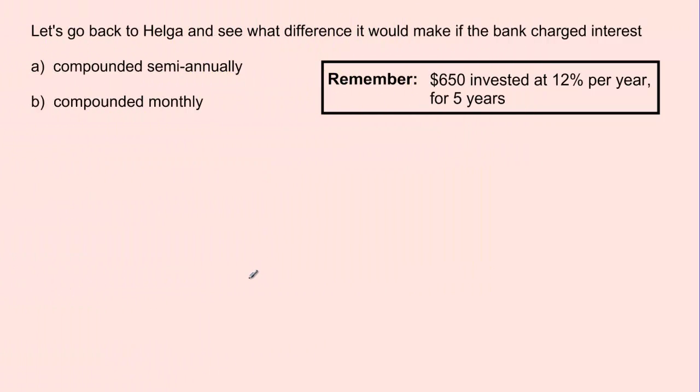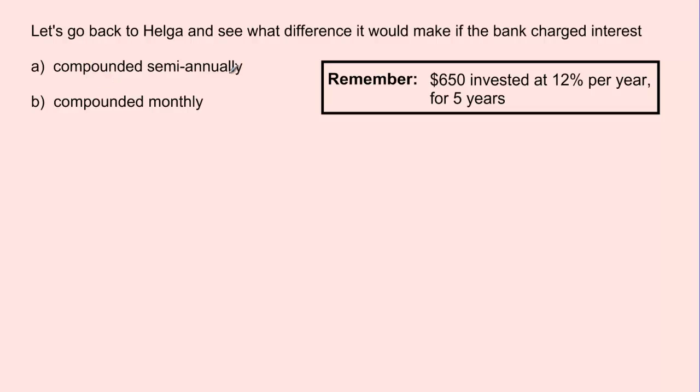Well, let's revisit Helga and see how changing the compounding periods affects the amount that she'll need to pay the bank. So we're going to see what happens if we compound semi-annually and what happens when we compound monthly. Remember, Helga borrowed $650 at 12% per year for 5 years.